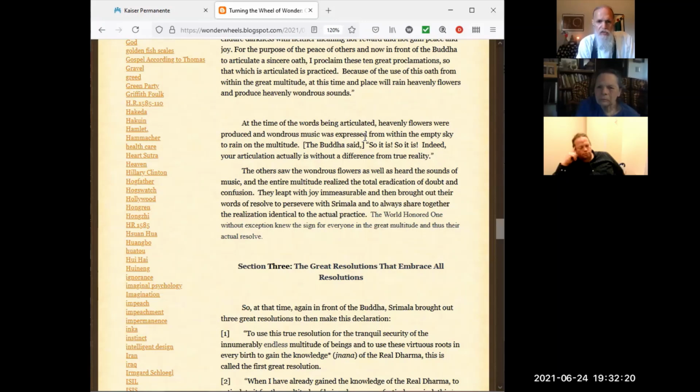So it is indeed. Your articulation actually is without a difference from true reality. This term true reality is Bhuta Tathata. It could be true suchness, or, it's not the technical Chinese characters for true suchness, but true suchness is another variation for how this term is translated.